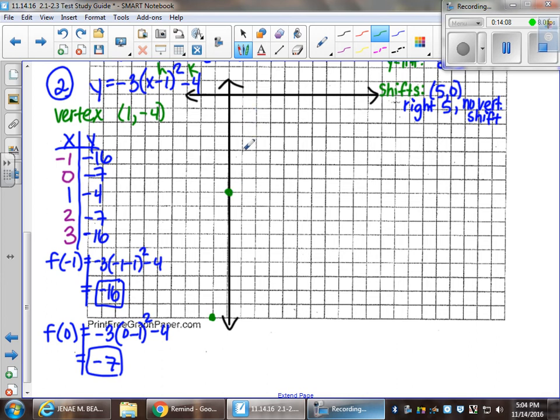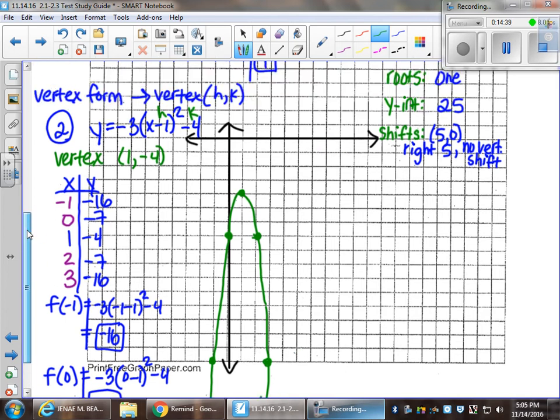1, 2, 3, 4. 1, negative 4. 2, negative 7. 1, 2, 3, 4, 5, 6, 7. And then 3, down 16. Okay, we got our graph. Let's get our checklist going.